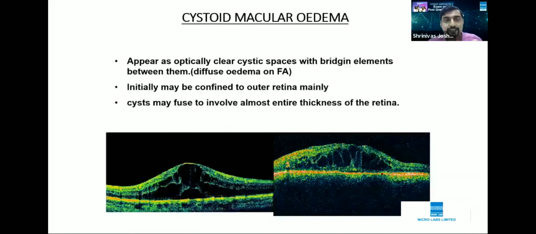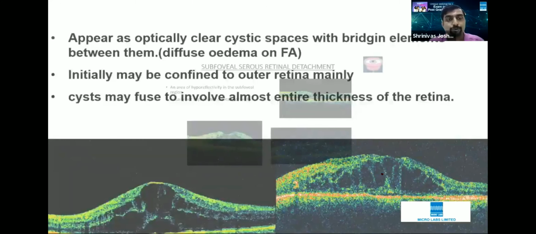Now comes cystoid spaces. When you see optically clear cystic spaces with bridging elements in between them, they are nothing but the cystoid spaces. It can occur in the ONL layer or in the INL layer as well. Sometimes these cysts may coalesce and form an entire retinal thickness cavity, which usually carries a poor prognosis.